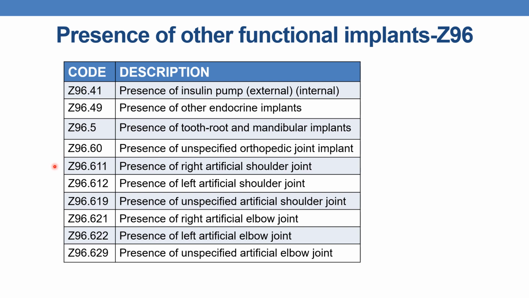The next is Z96.611. It indicates the presence of right artificial shoulder joint. 612 indicates presence of left artificial shoulder joint. The next is 619. It indicates unspecified artificial shoulder joint. Next is Z96.621, presence of right artificial elbow joint. 622 indicates presence of left artificial elbow joint. 629 indicates presence of unspecified artificial elbow joint.